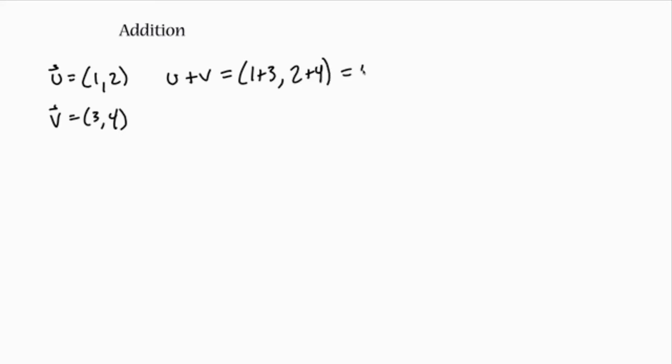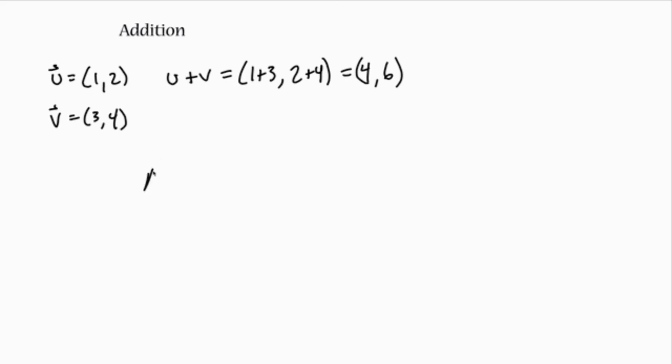Vector and matrix addition is pretty straightforward. You can only do addition if you have two vectors that are the same size. So if I've got some vector u and another vector v, then u plus v is going to be the first element of each one, 1 plus 3, and then the second elements added together, 2 plus 4, is equal to 4 and 6. So you're just adding the elements together in order.